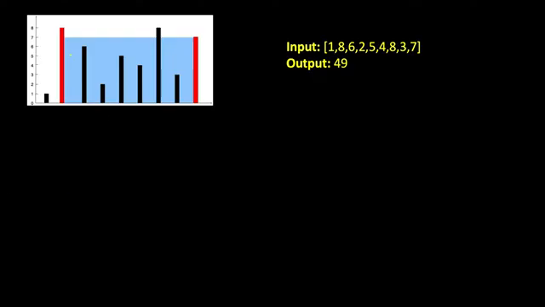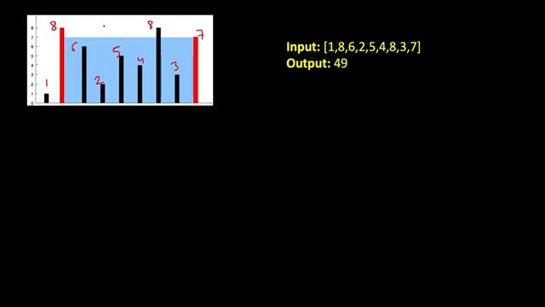This problem says that you are given some bars of different lengths, and you are given an input array. These denote the heights of those bars. So you can see the first is of height 1, the second one is of height 8, then 6, 2, 5, 4, 8, 3, and 7.